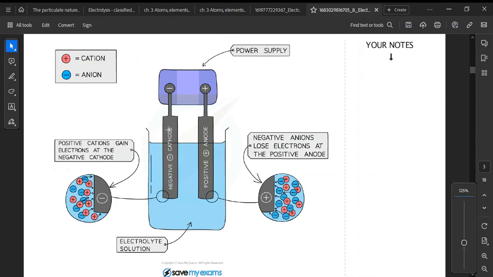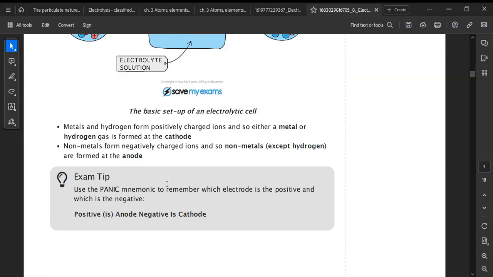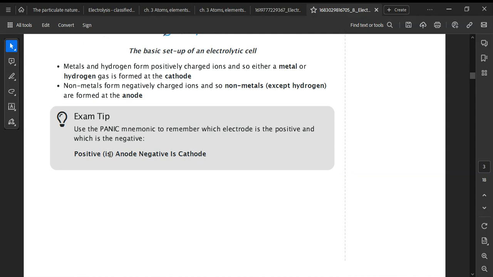Metals and hydrogen form positively charged ions, and so either a metal or hydrogen gas is formed at the cathode. Non-metals form negatively charged ions, and so non-metals except hydrogen are formed at the anode. Example: use the PANIC mnemonic to remember which electrode is the positive and which one is the negative. Positive is anode, negative is cathode.